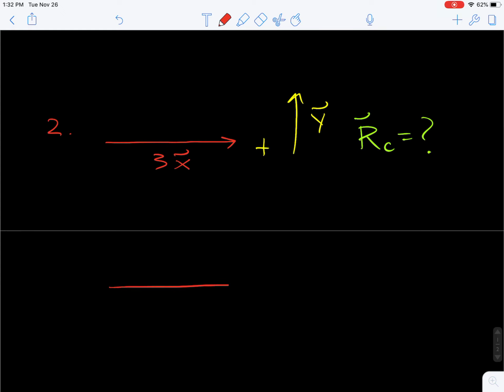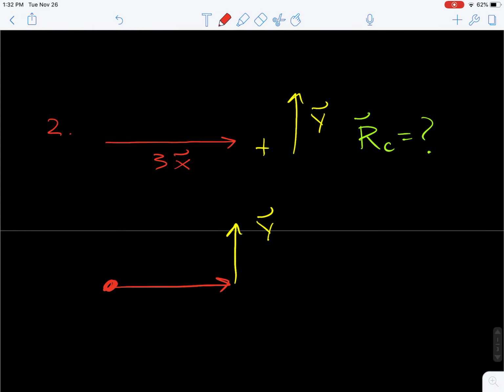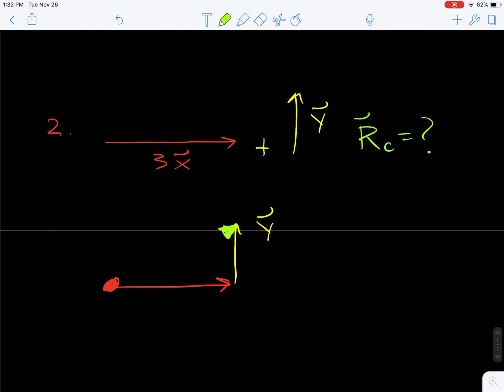So draw the first vector, 3x. Well, I guess we don't really need the letters. And then draw the second vector, y. And the resultant vector is going to have the same tail as the first vector and the same tip as the second vector. So this is going to be the resultant vector. So it's going to look like this. And this is going to be RC, which is going to equal 3x vector plus y.